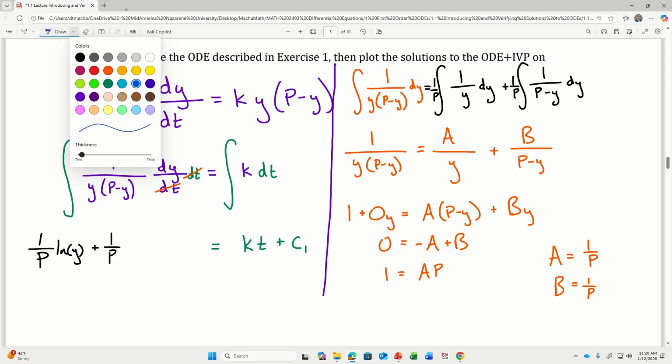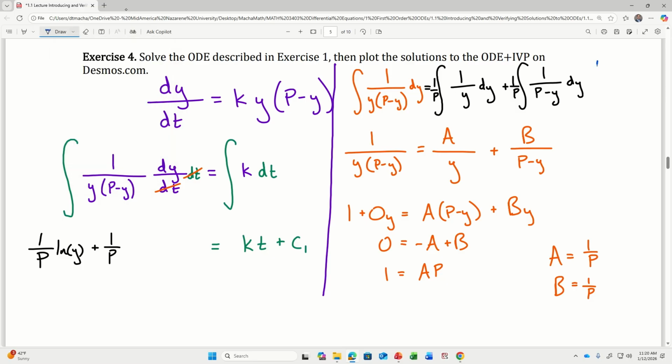I'm going to double check because I'm thinking u substitution, right? You'd say u is equal to p minus y. So that means du is going to be negative dy. So that's where the negative comes from, and this is 1 over u, so it's natural log of u. But with a negative, right? I'm pretty sure that's right. So if we make that negative, then we have natural log of p minus y.